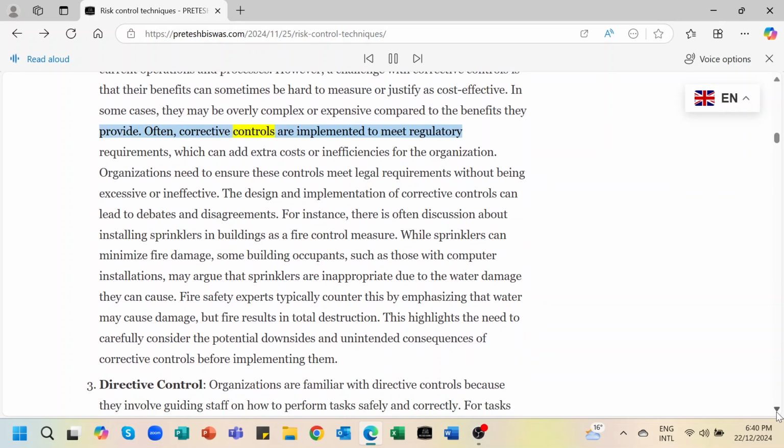Often, corrective controls are implemented to meet regulatory requirements, which can add extra costs or inefficiencies for the organization. Organizations need to ensure these controls meet legal requirements without being excessive or ineffective. The design and implementation of corrective controls can lead to debates and disagreements.